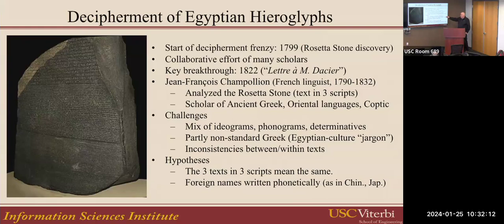And there were a number of challenges. We'll see some of those more. You know, we have the mix of ideograms, phonograms, determinatives. Then the Greek is not standard Greek, as in classical Greek or biblical Greek or modern Greek. It is the kind of Egyptian version at the time with some cultural jargon. And then, shock, there are inconsistencies even within the language and within the script. And there are also some inconsistencies between the different versions.